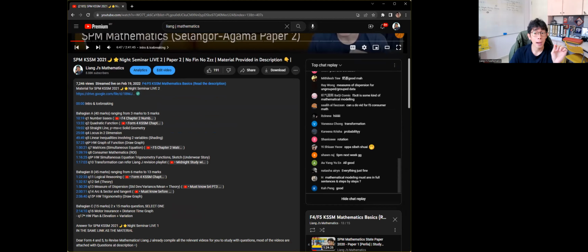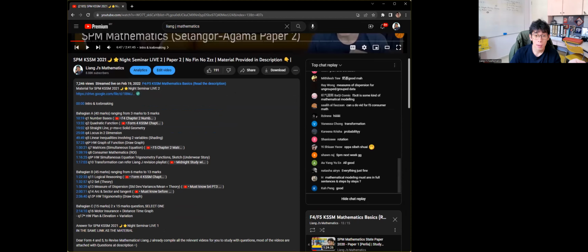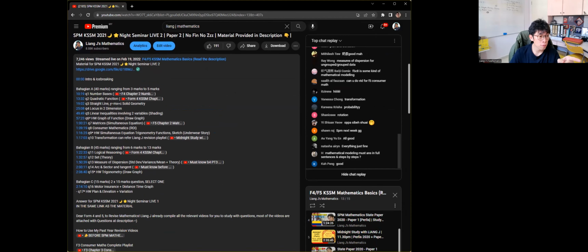Number base. I repeat, this is paper 2, section A, B, C. Paper 2, you see section A, section B, section C. So quadratic function, straight line, locus in 2 dimensions. Then linear inequalities involving 2 variables. These are Form 4. Graph function, Form 3. Matrix, consumer maths, ROI, simultaneous trigonometric function. This one, no need. Then transformations, and then logical reasoning, sets, measure depression. See, all these things, you learn in your Form 4 and Form 3.